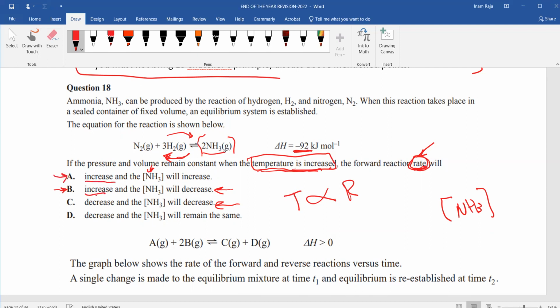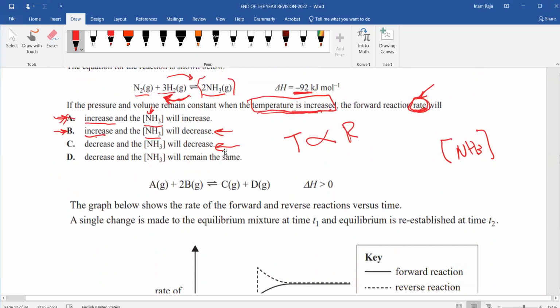This increases for rate. But then there's another thing. The concentration of NH3 will increase or decrease. Because the backward reaction is endothermic, the backward reaction is favored, which means that more nitrogen and hydrogen will form and ammonia will decrease. So this becomes wrong then. All right, these are very tricky questions.